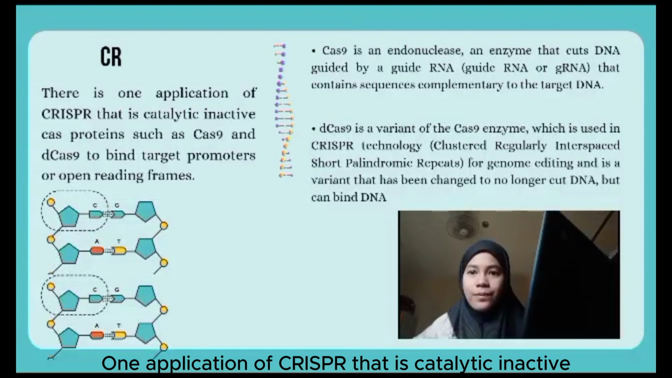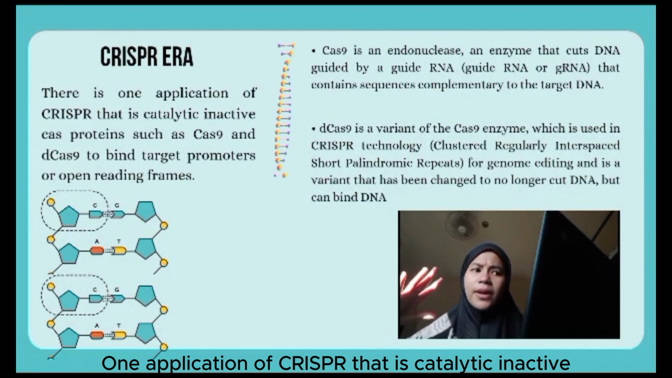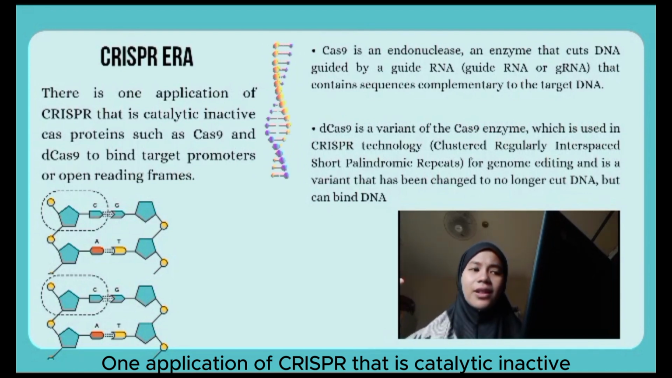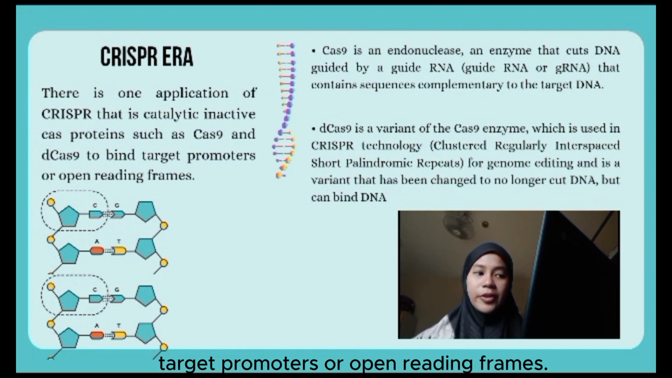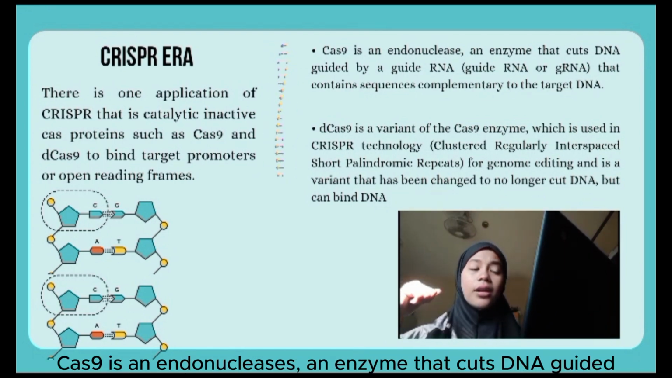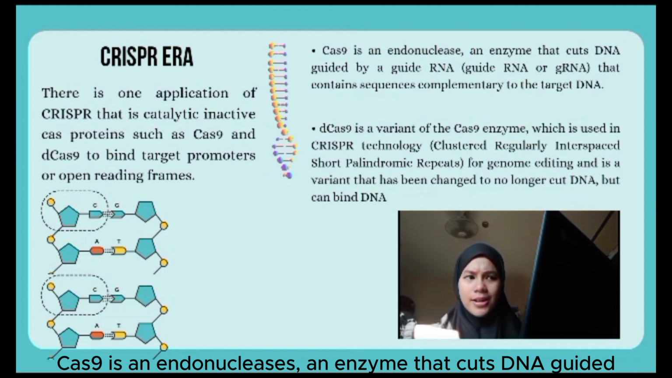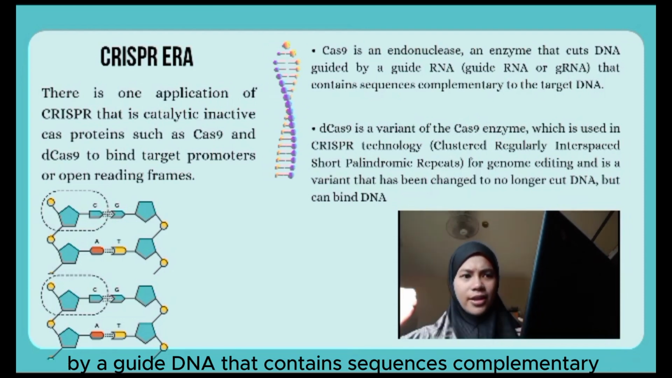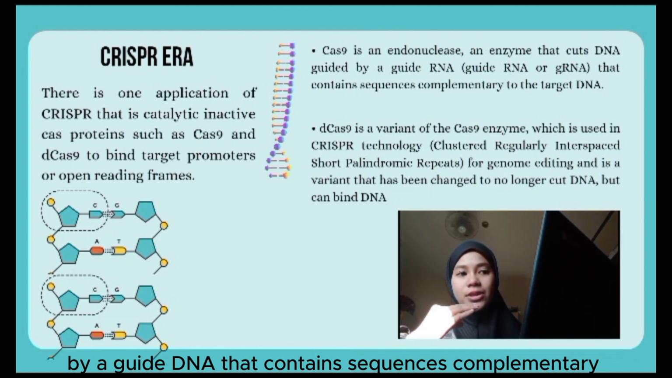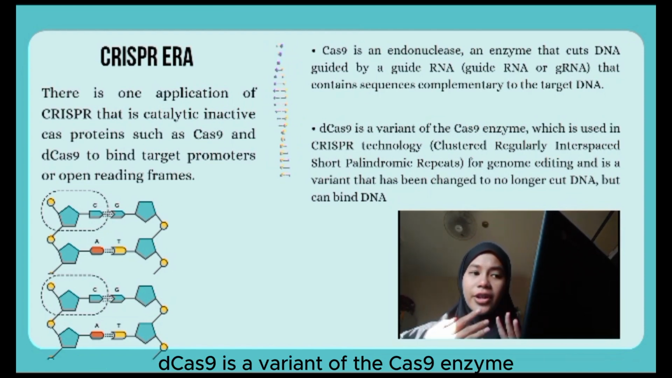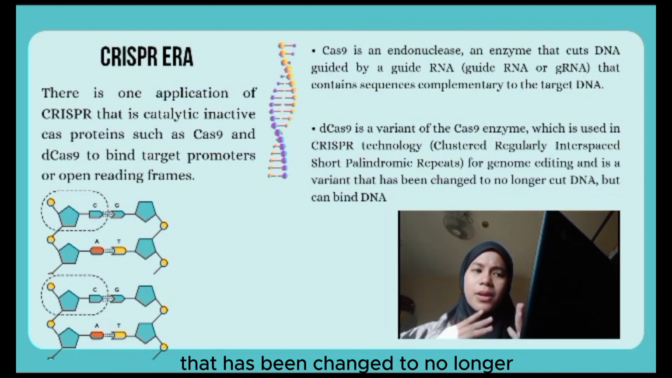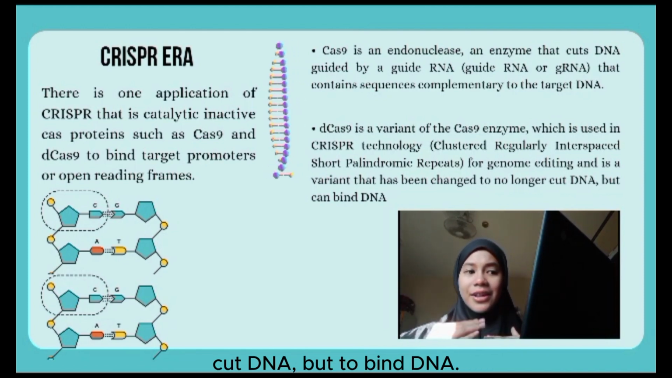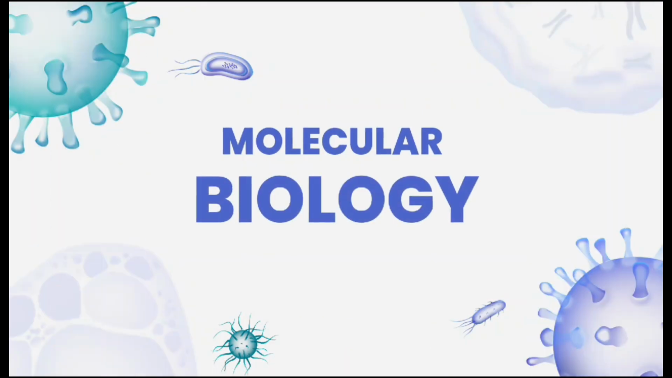This is an example. CRISPR. There is one application of CRISPR that is catalytically inactive Cas protein, such as dCas9, to bind target promoters or open reading frames. Cas9 is a nuclease, an enzyme that cuts DNA, guided by a guide RNA that contains the sequence complementary to the target DNA. The dCas9 is a variant of the Cas9 enzyme for genome editing and is a variant that has been changed to no longer cut DNA but can bind DNA.